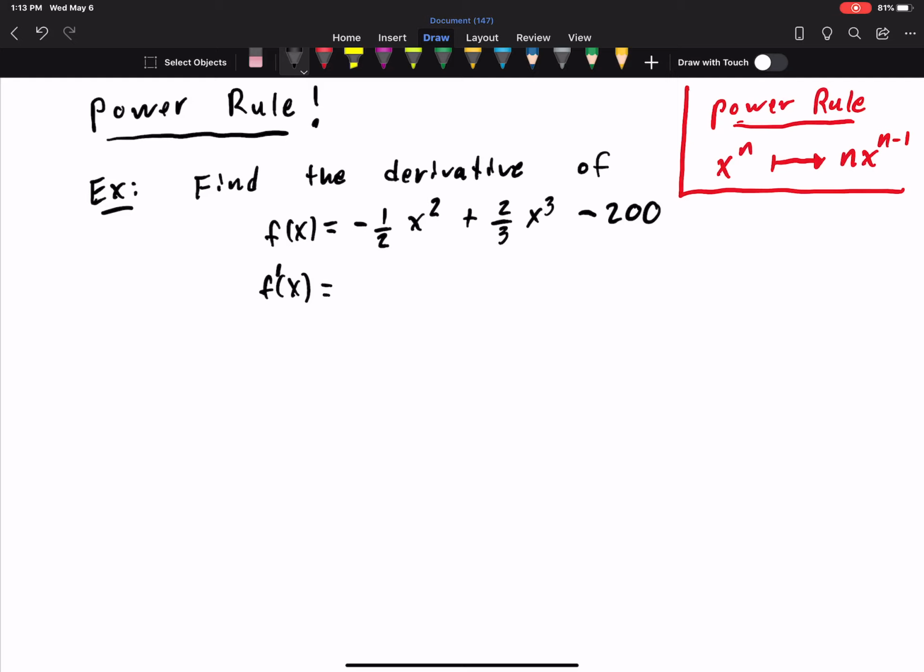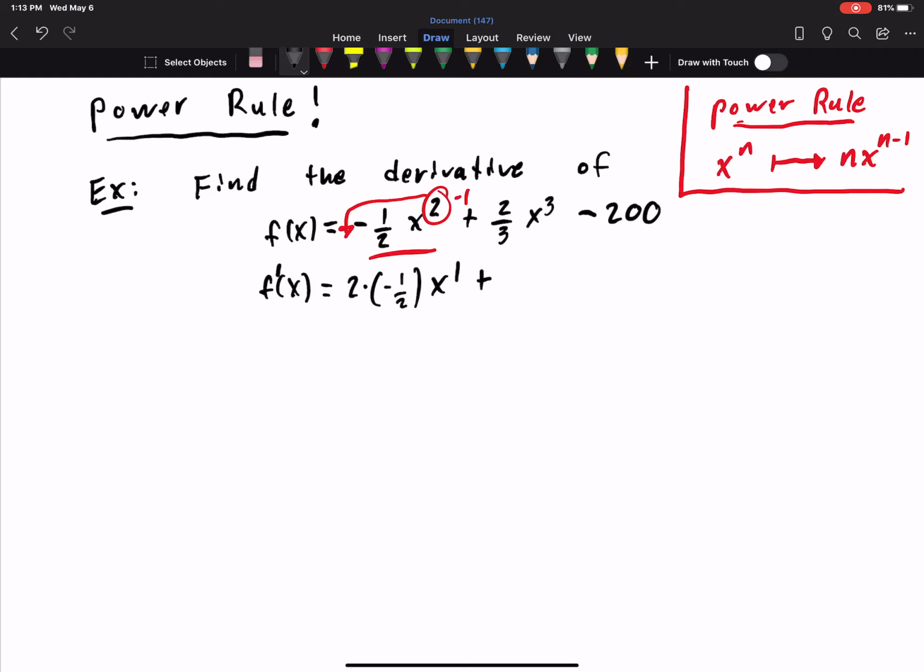Okay, so looking at the first term, the idea is always the same. You take your exponent, you bring it down in front, and multiply it by what's there. So we have 2 times minus a half. They're not being subtracted, they're being multiplied. Gotta be careful. And then you subtract 1 from your exponent, leaving you with 1 in your exponent.